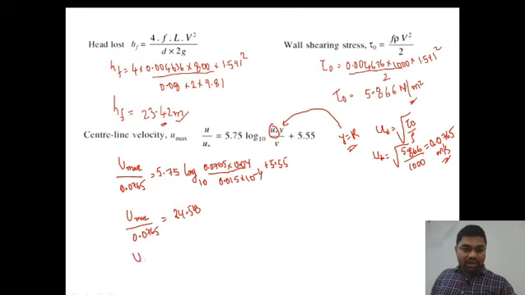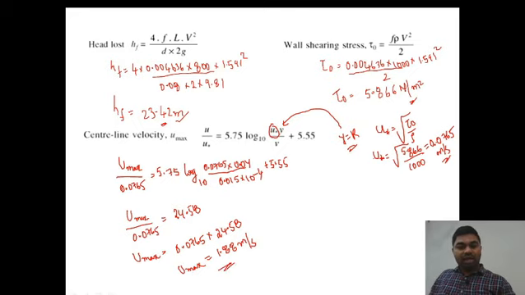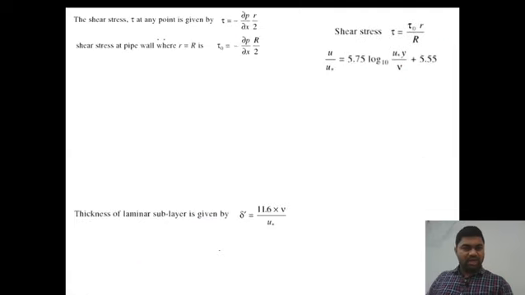So, from this the value of u max is 0.0765 into 24.58, which is equal to 1.88 meter per second. The value of u max stands at 1.88 meter per second. The next thing which we need to calculate is shear stress at the point 30 mm.